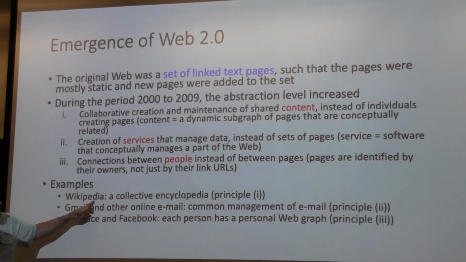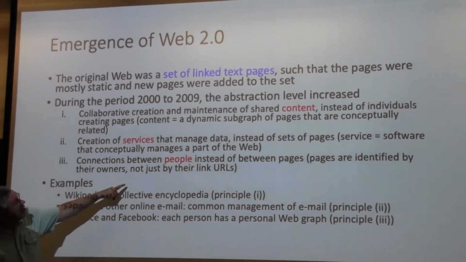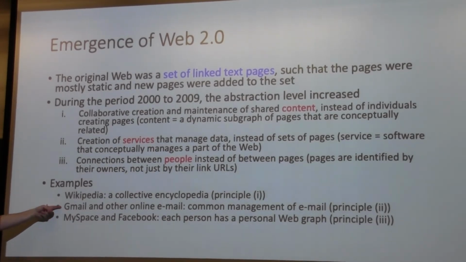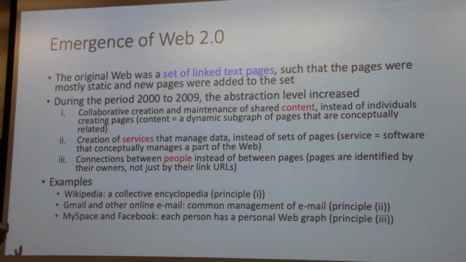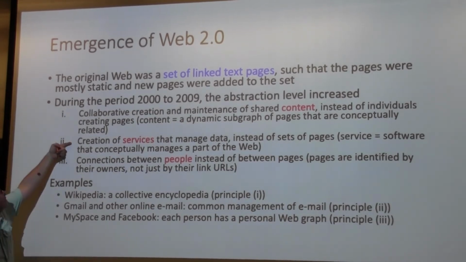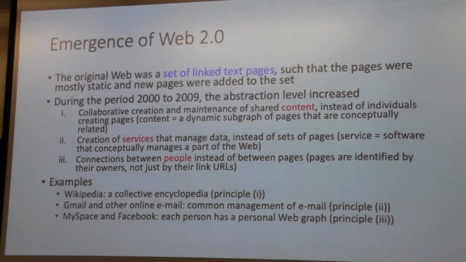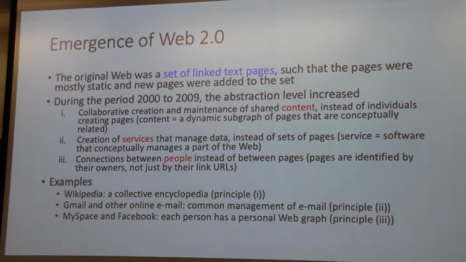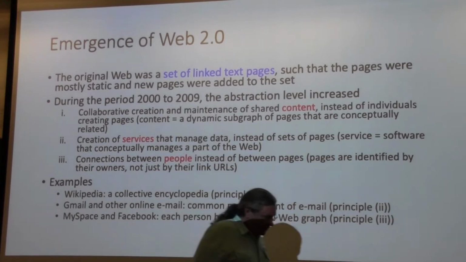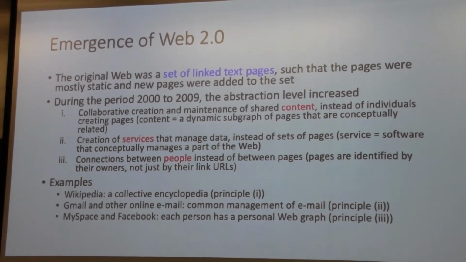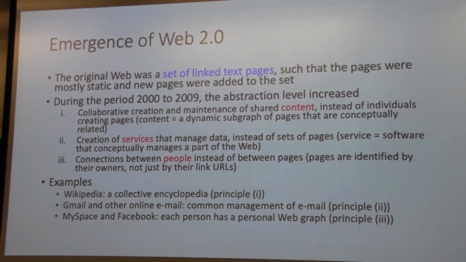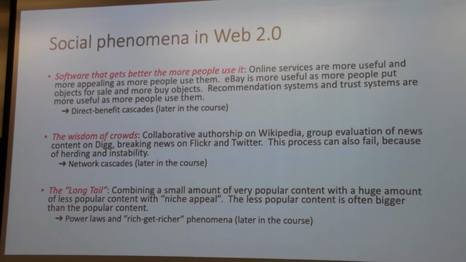Three examples. Wikipedia is shared content. So that's principle 1. Gmail, or other kind of online mail, it's managed on web pages, okay? It's a service, that's 2. Okay, connections between people, I mentioned Facebook. There used to be a thing called MySpace, which disappeared, I guess. Maybe it still exists, I don't know. It was a competitor to Facebook, but Mark Zuckerberg got very hungry and he ate MySpace. Okay?